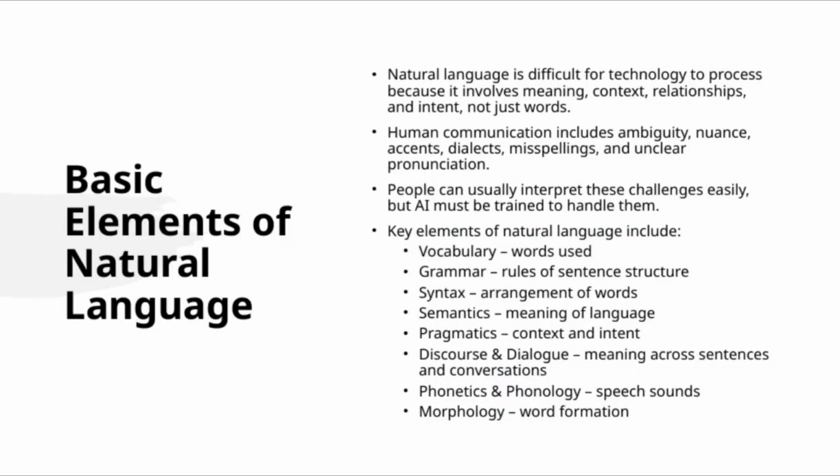Natural language is tricky for technology because it's not just about words. It's about meaning, context, relationships, and intent. Humans handle ambiguity, accents, and even mistakes with ease. But AI has to learn all of this, the nuances, the unclear pronunciation, the dialects. To do that, it needs to understand key elements like vocabulary, grammar, and syntax. It also needs to grasp semantics, pragmatics, discourse, phonetics, and morphology. These are the building blocks that help machines make sense of how we really communicate.